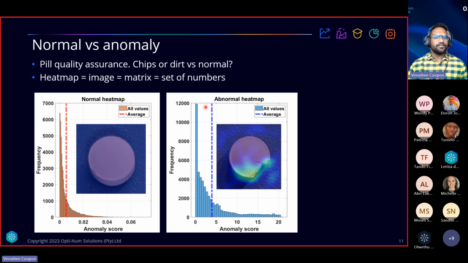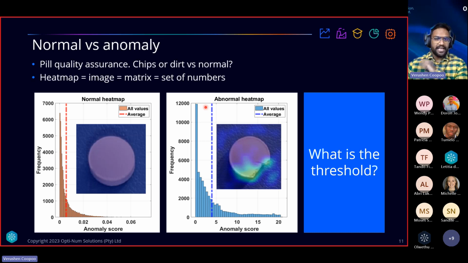If we can find out somehow a magic number, I want to call it that, which represents a threshold above which all classified images are abnormal and below which all classified images are normal, then this could actually help us classify each image as normal and abnormal, in addition to having this heat map for explainability. And the next question is, well, what is this threshold? And in order to get that threshold, I'm going to take you through the data and how I've split up the data.